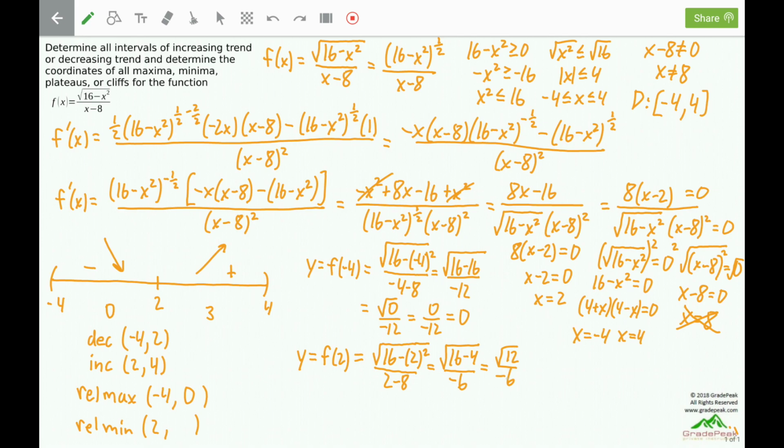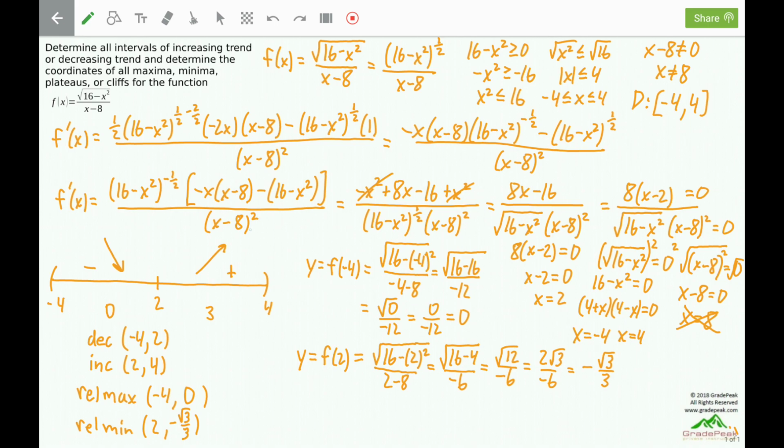over -6. 12 is made up of a perfect square, 4 times 3, and the 4 can come out as a 2. The 3 will stay inside of the square root. And we can cancel the 2 with the 6. And positive or negative is negative. There's a square root of 3, and it'll be over a 3 after we cancel the 2 with the 6. So negative square root of 3 over 3.